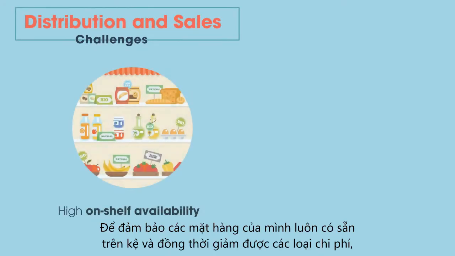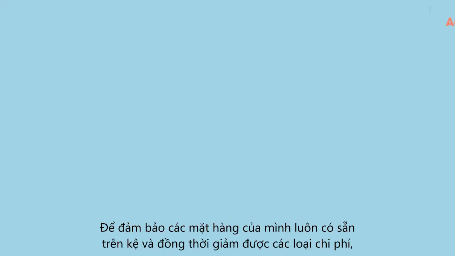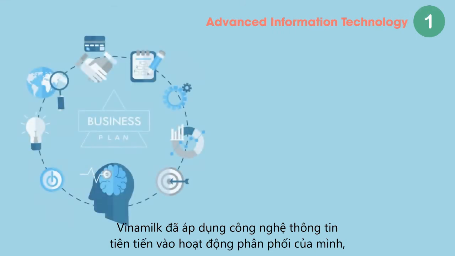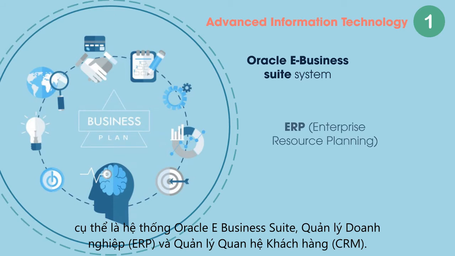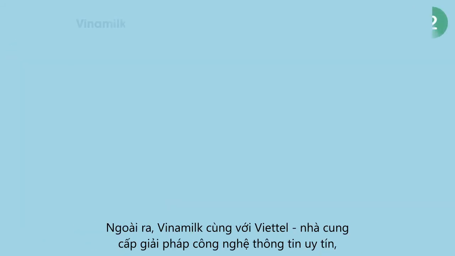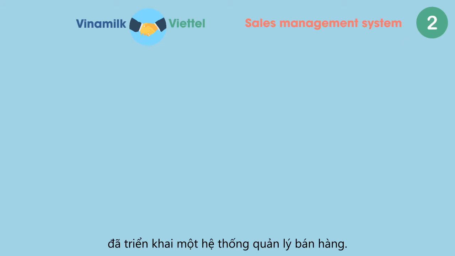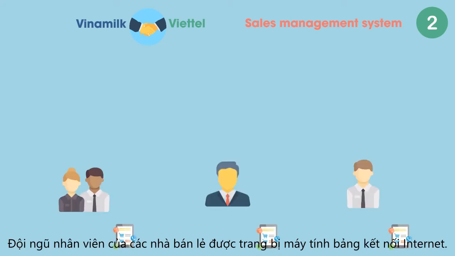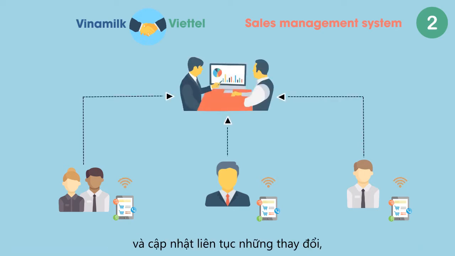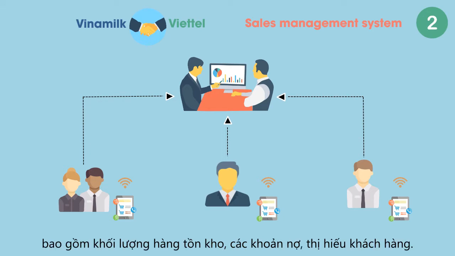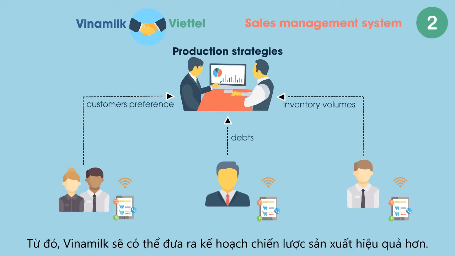To ensure high on-shelf availability and reduce costs, Vinamilk has applied advanced IT to the distribution operation like Oracle e-Business Suite System, ERP, and CRM. Also, Vinamilk and Viettel, an IT solution provider, deployed a sales management system. Staff of retailers are equipped with tablet computers connected to the internet, so the firm's managers can supervise the wholesale process and be kept updated of changes, including inventory volumes, depth, and customer preferences to map out production strategies more effectively.